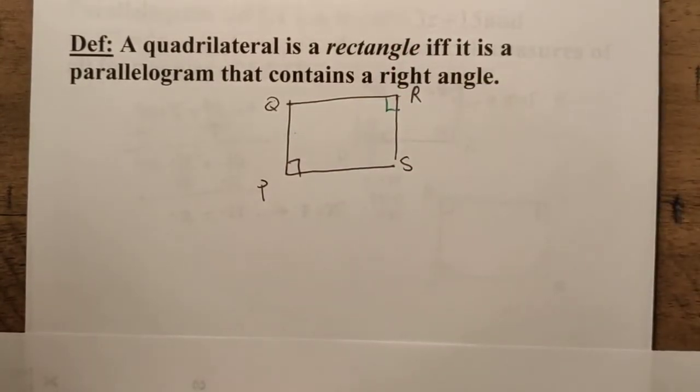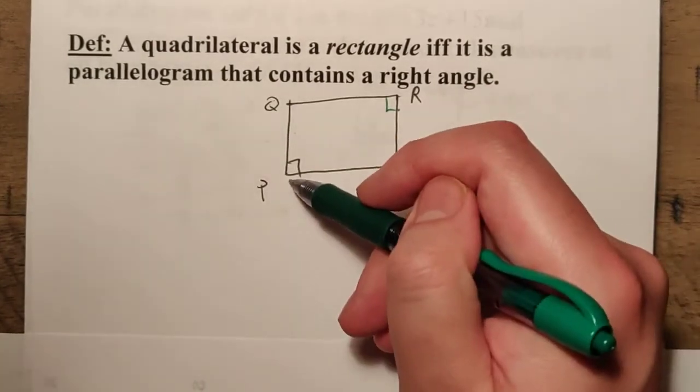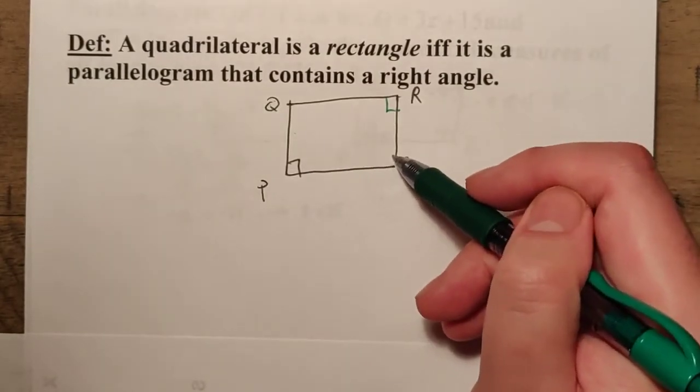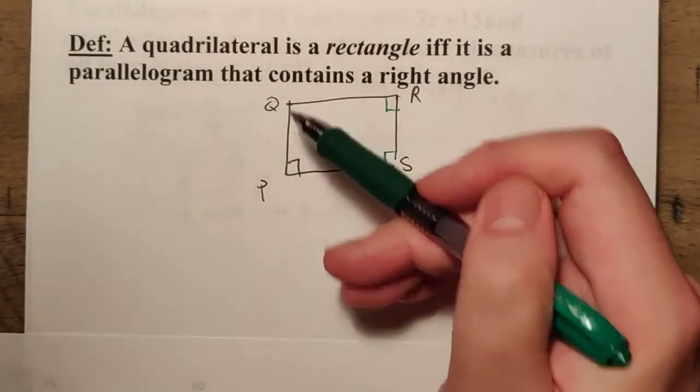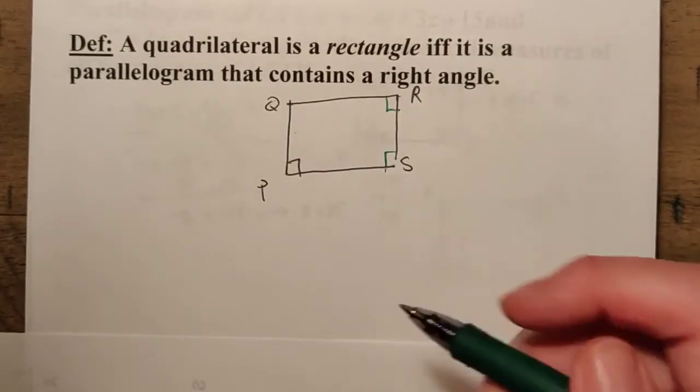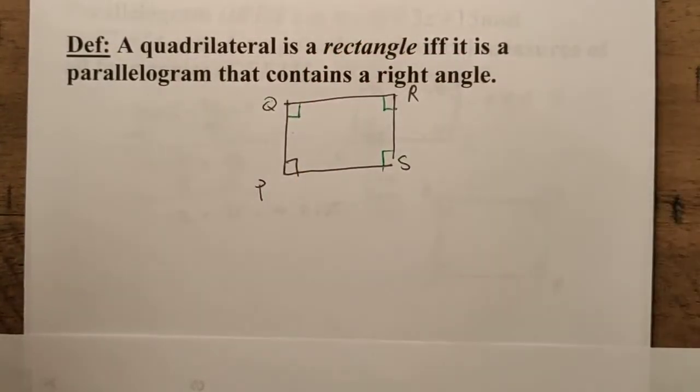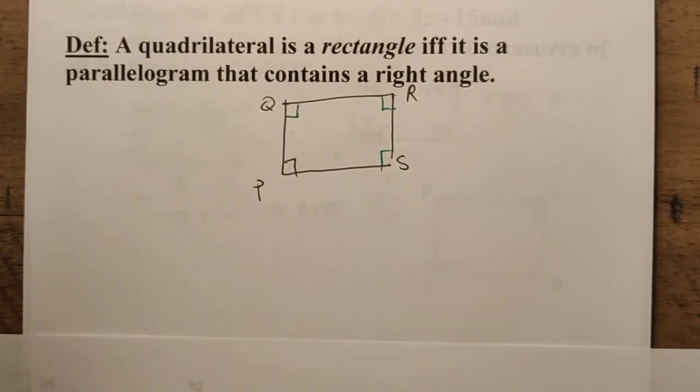We also know that consecutive angles of a parallelogram are supplementary. Two angles that are neighboring each other have to sum to 180. This is 90. Angle P is neighboring S, so S here is 180 minus 90, so that's also 90. But P is also neighboring Q, so that's also 180 minus 90, which is 90 as well. So it turns out that one angle actually forces all 4 of them, which is why for the rectangle we only need one right angle.